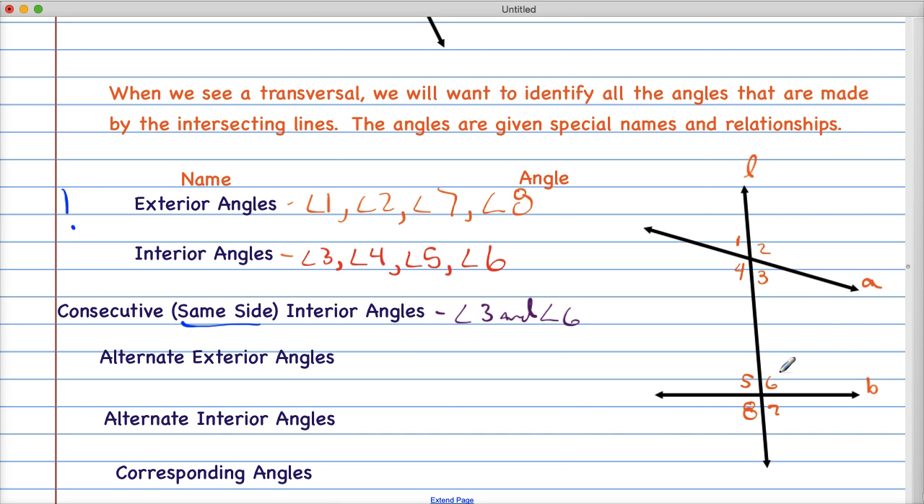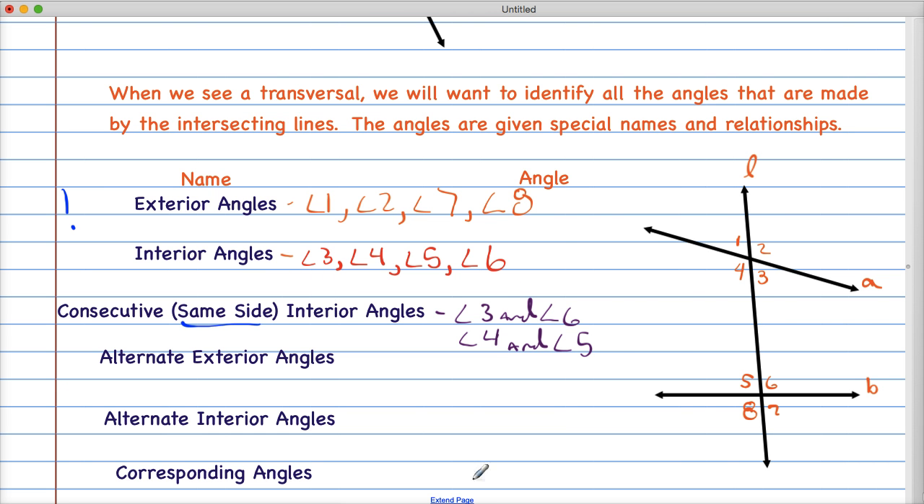Those go together because they're on the same side. And then there's another pair of them, angle 4 and angle 5. So angle 4 and angle 5 go together. So there are 2 sets, right? There are 2 sets of consecutive interior angles.